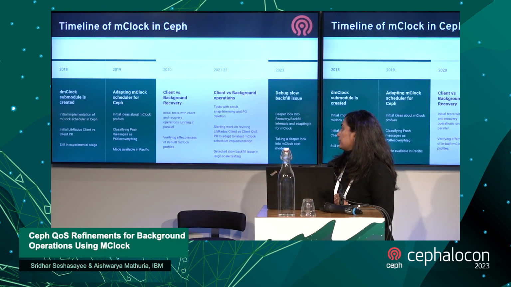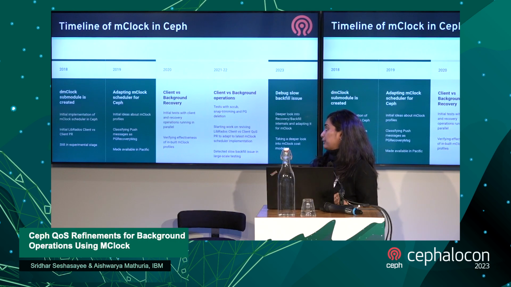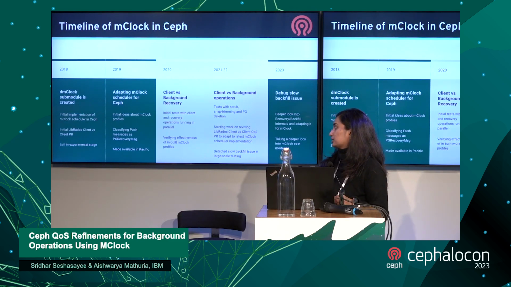In 2019, we started looking at how we can adapt the MClock scheduler for Ceph. This is when we started coming up with ideas for MClock profiles and taking a deeper look into what needs to change in the Ceph code to use MClock. One of these changes was classifying push messages as recovery messages.